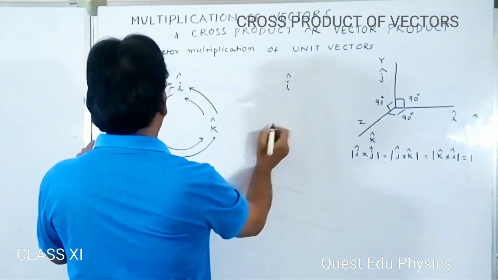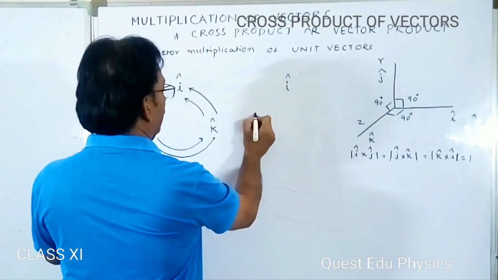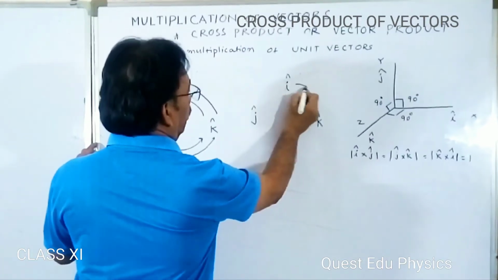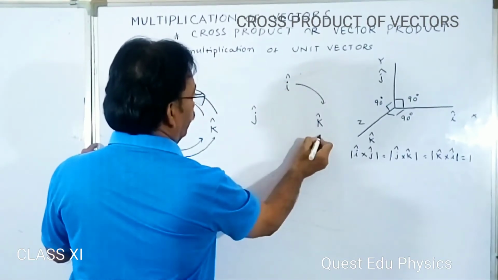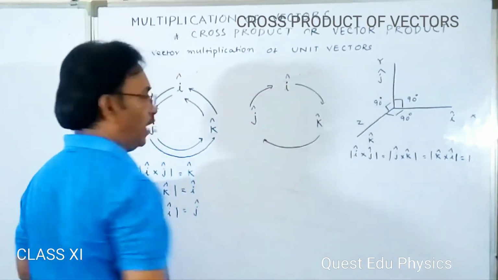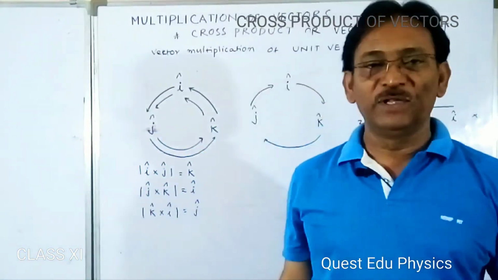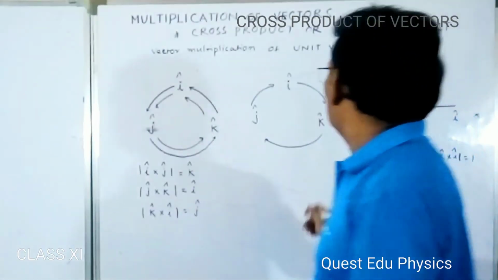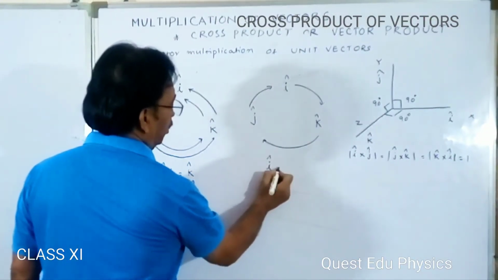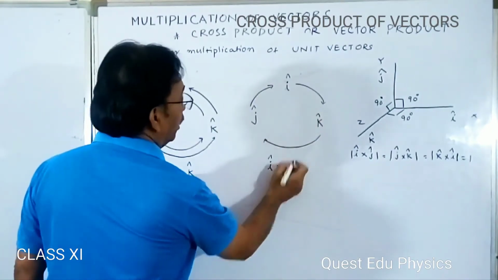It is i cap, again the j cap, and k cap. Now we are taking the clockwise direction. See what happens if you go with the clockwise direction. i bar cross k bar.